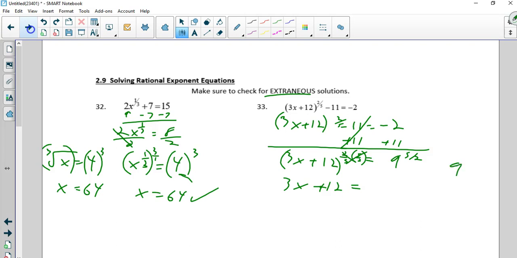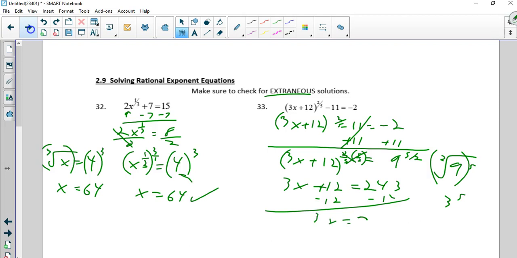Well, think about what that means. 9 to the 5 halves. Again, you can take 9 to the 5th power and then square root it, or you take the square root of 9, 3 to the 5th power, which is 243. Probably easier to do. Okay? Now at this point, we subtract 12 from both sides. Then we get 3x is equal to 231. And then divide by 3, and we get x is 77.